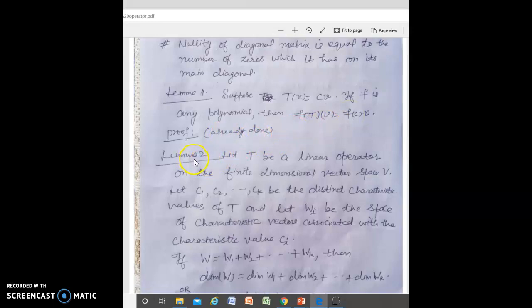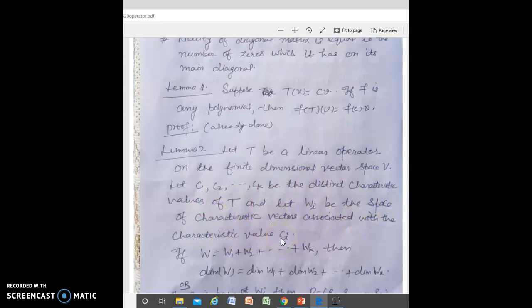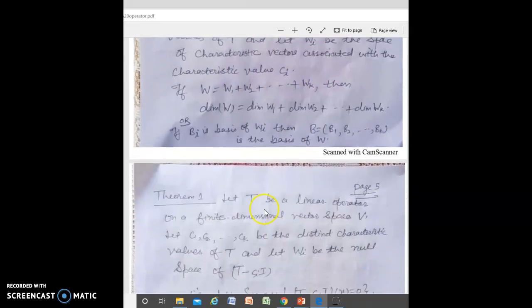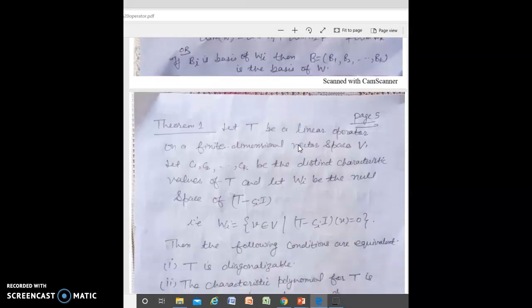And lemma 2: let T be a linear operator on a finite dimensional vector space V. Let C1, C2, ..., Ck be distinct characteristic values of T, and let Wi be the space of characteristic vectors associated with the characteristic value Ci. If we have the sum of all these W1, W2, ..., Wk equal to W, then the dimension of W equals the sum of these dimensions. Or if Bi is the basis of Wi, then B equal to B1, B2, ..., Bk is the basis of W.